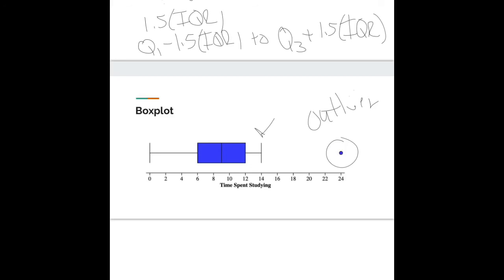When they tell you to show your work, to show something that's an outlier, you have to show this work here. You have to know this formula. Our calculator will create one that looks like this with the outlier, but you have to understand where it came from and why something is an outlier.